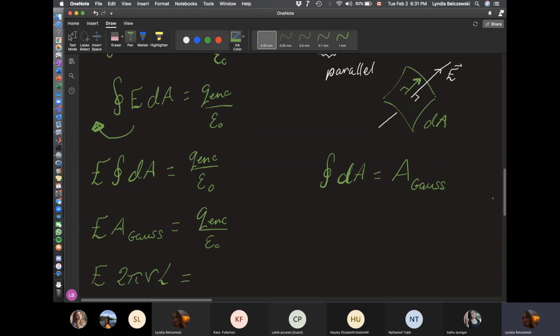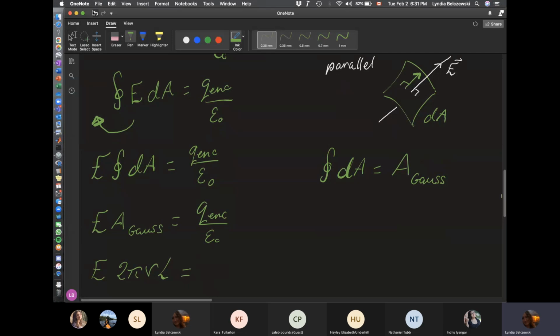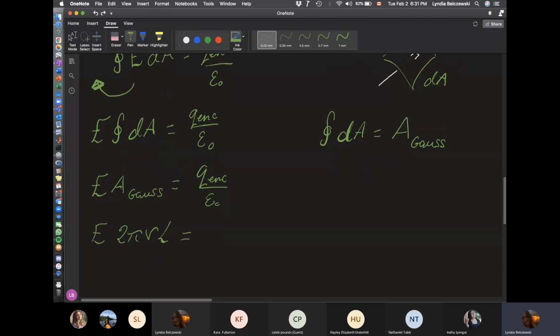We also calculated that before, and someone was so smart and so kind as to put it in the chat. And so that enclosed charge is lambda L plus 2 pi R L sigma, and then all divided by epsilon naught. That's not part of the enclosed charge, that's just the formula.